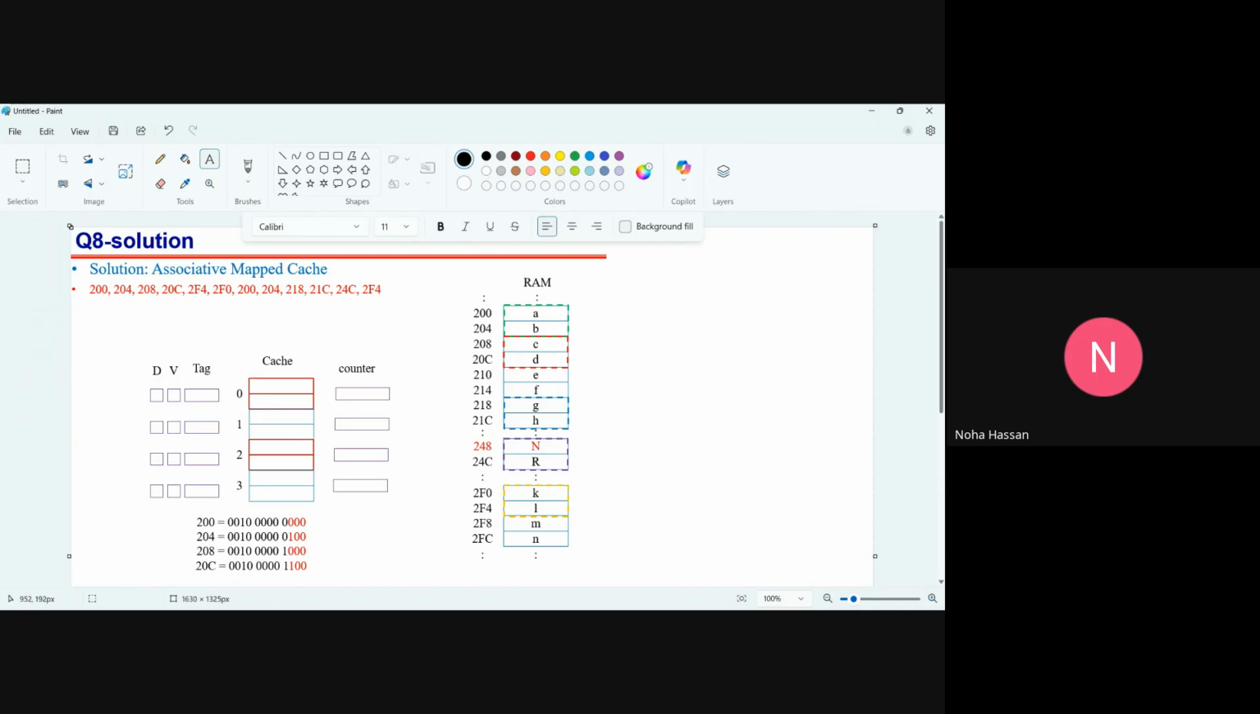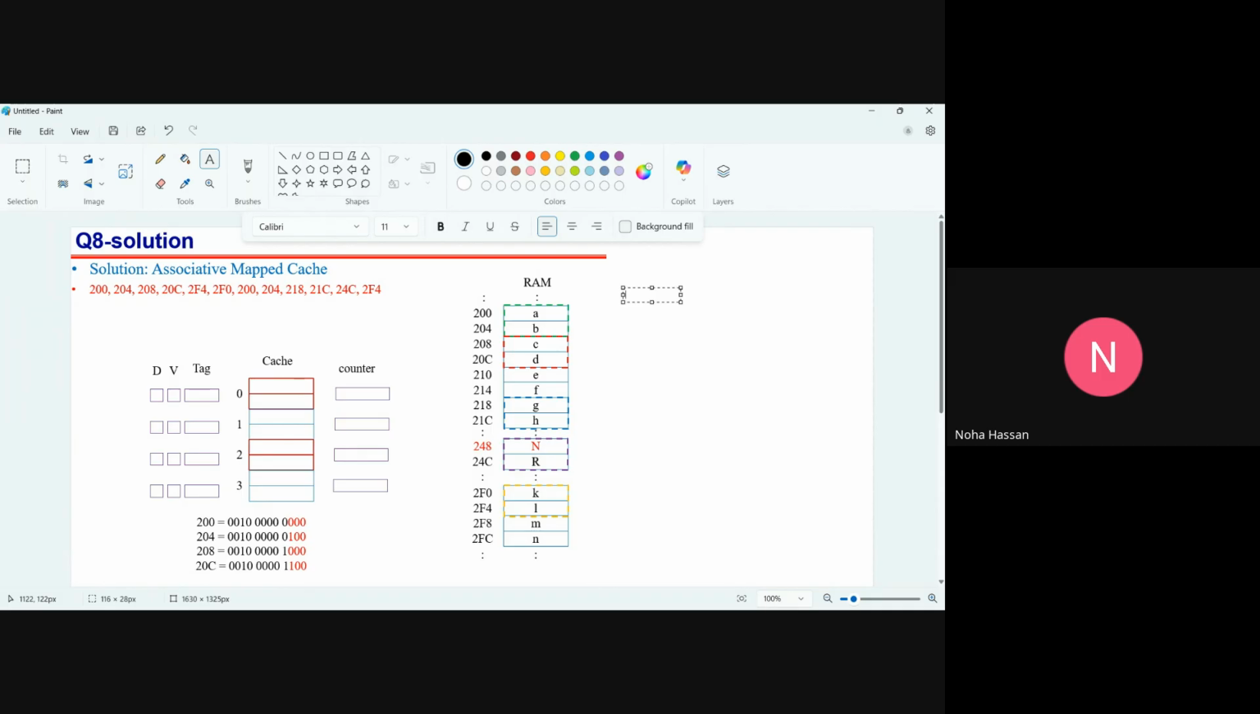So A and B will be fetched together. And the second thing is that there is a boundary for the block itself. You can see here the first block lies from 200 until 204, 208 until 20C, and so on. As you know, it's a byte addressable memory. So we have 8 bytes.